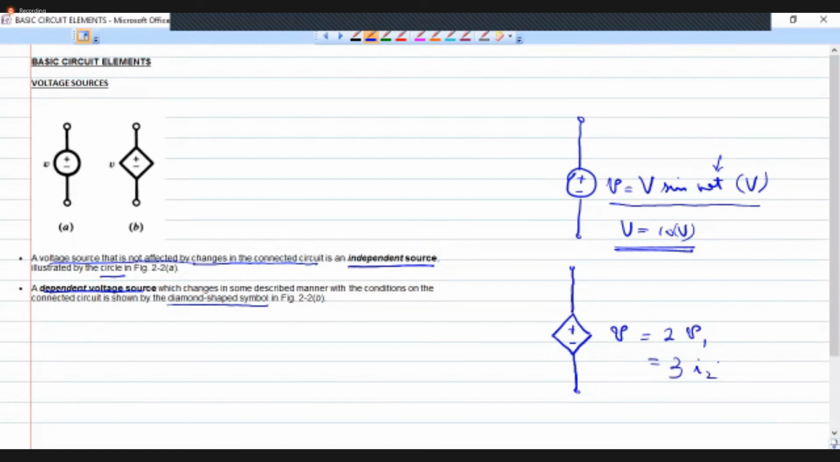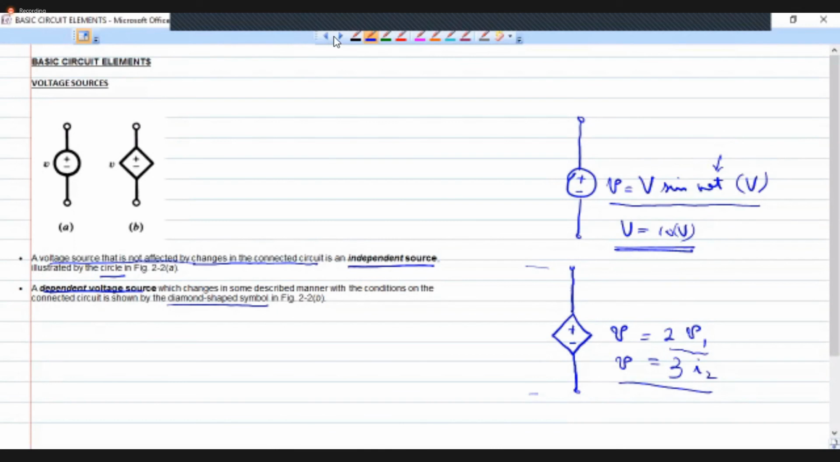Okay, so what it means is that the voltage across this voltage source is a function that is dependent on the voltage of some other parts of the circuit. This example means that the voltage across the voltage source is a function that is going to depend on the current flowing through some other parts of the circuit, like thrice I2. Okay, so that's the concept of independent source and dependent source. We will see this in more detail when we solve network problems.